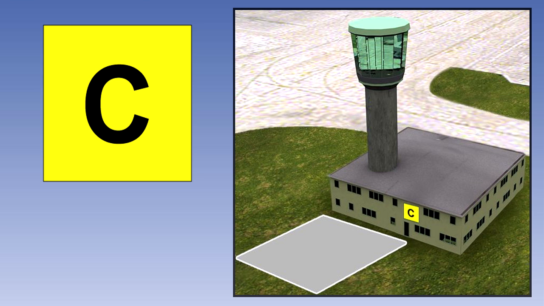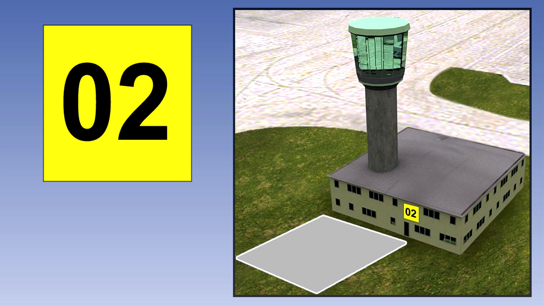On an aerodrome administrative building, control tower or flight plan office, a black letter C on a yellow background means pilots of visiting aircraft should report here. Normally located on the control tower building, a black two-figure designator against a yellow background indicates the runway in use or direction of takeoff and landing.